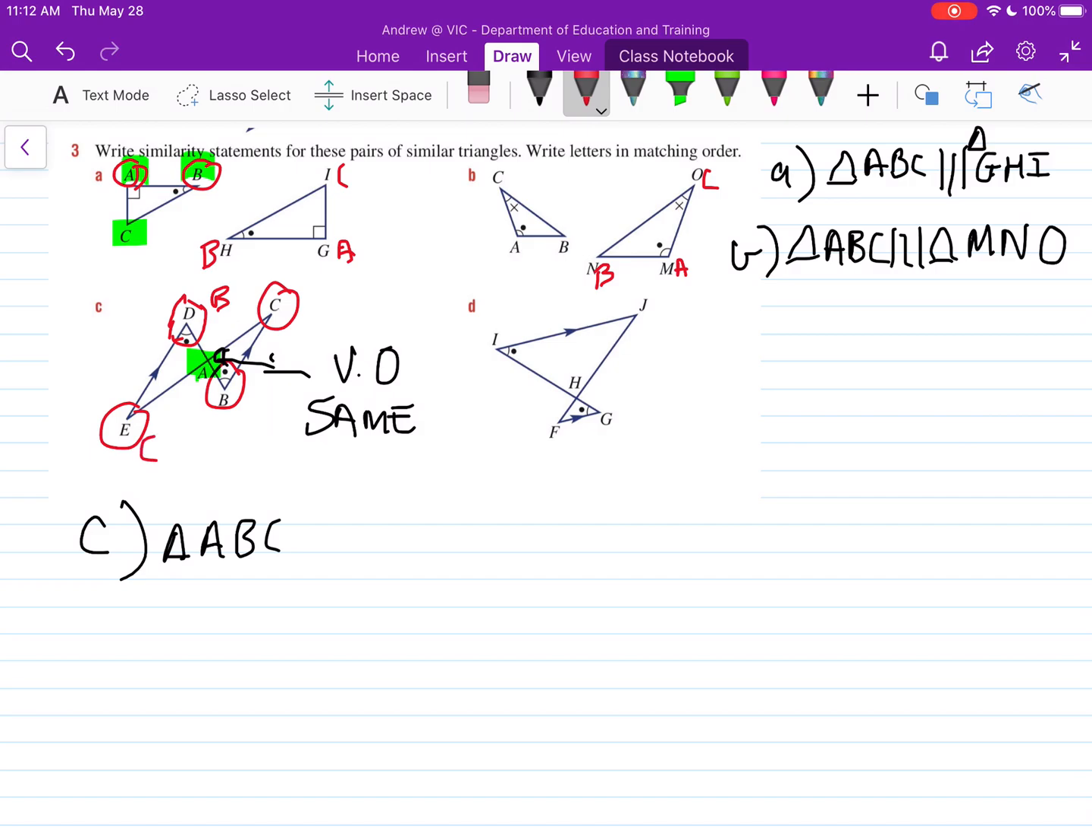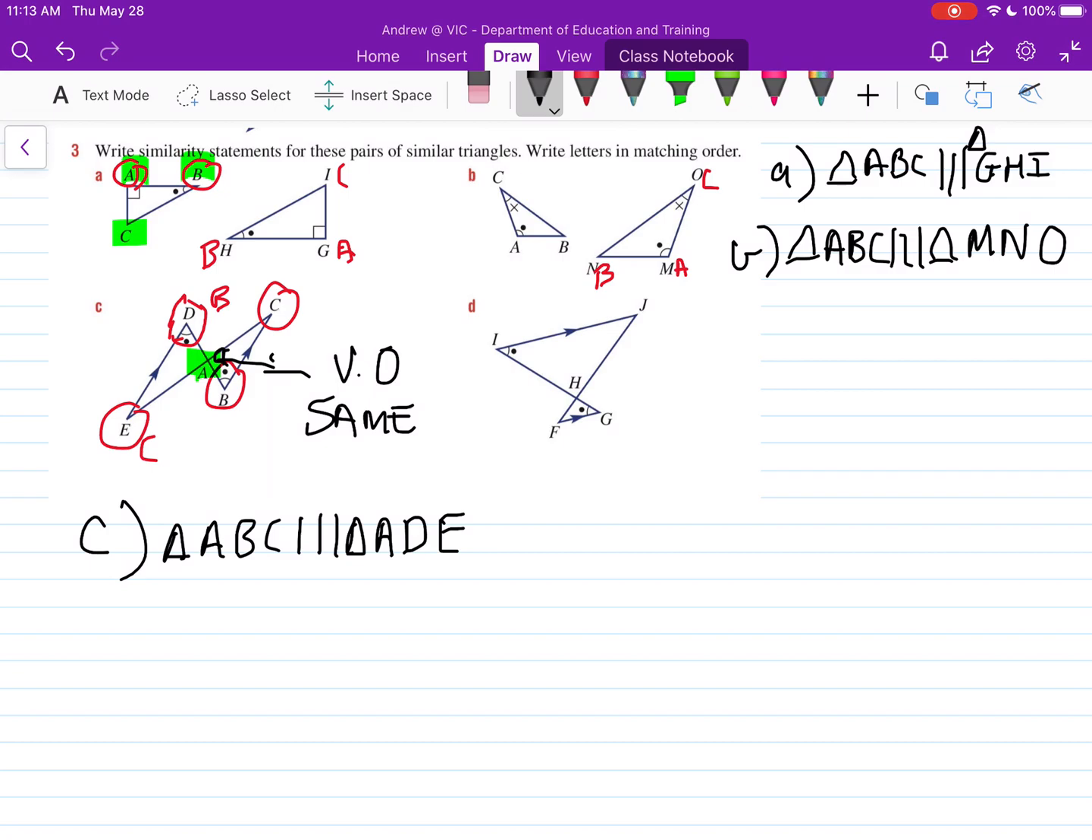Okay? So to write this out, we just say this is similar to triangle A because they're the same. Okay? Because they're vertically opposite. And then our B, this corresponds to D in the other triangle. And then E corresponds to the C. Okay, so it's all about just getting that right order there.